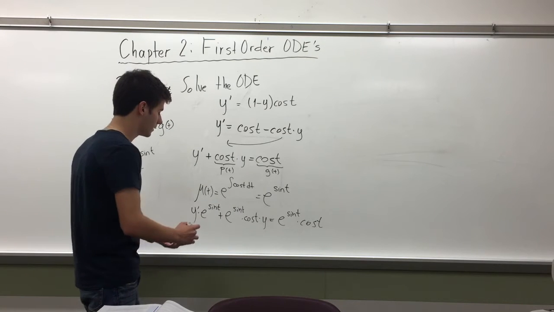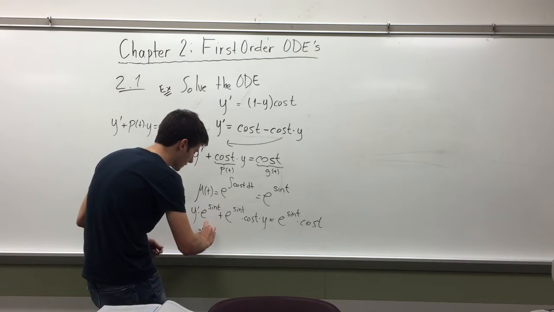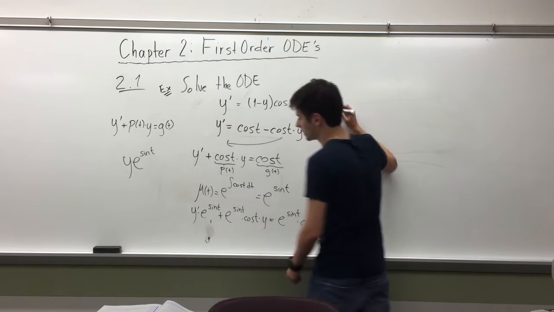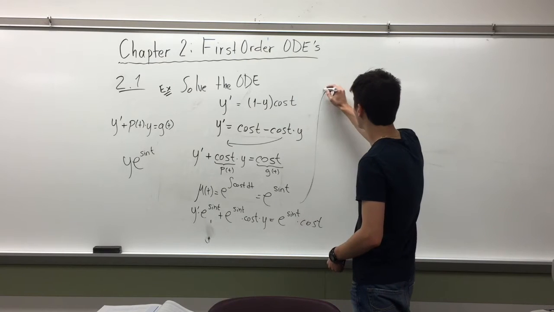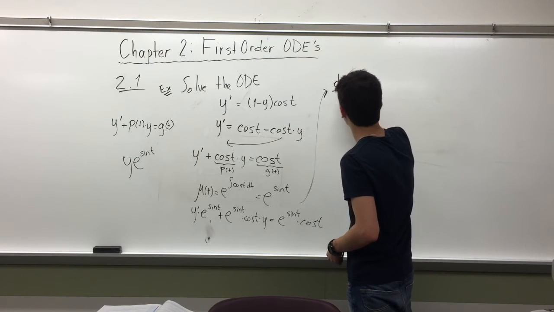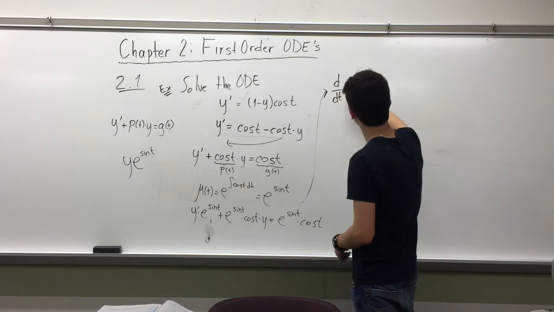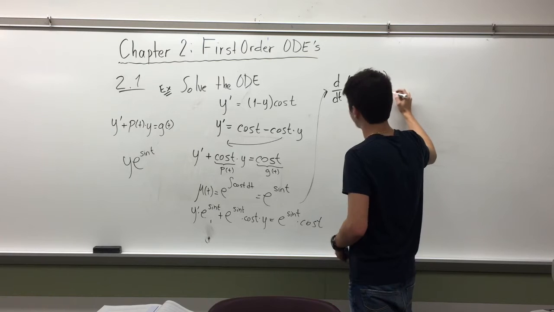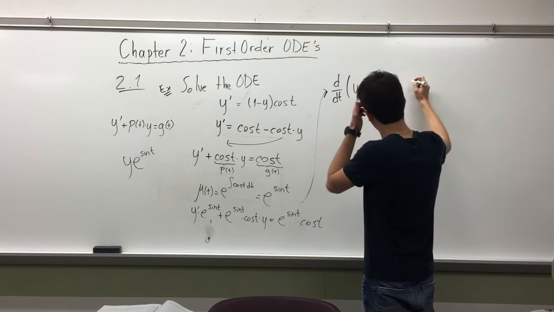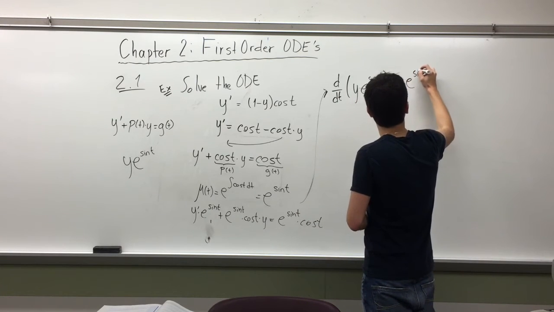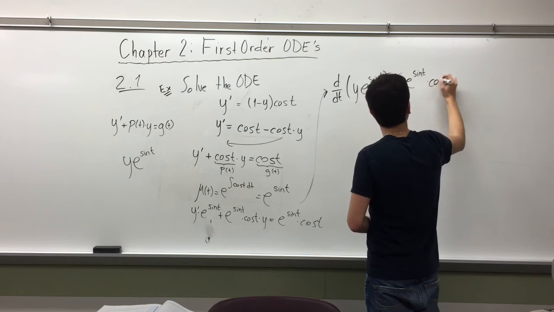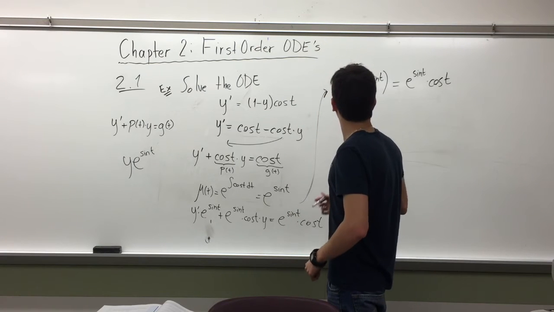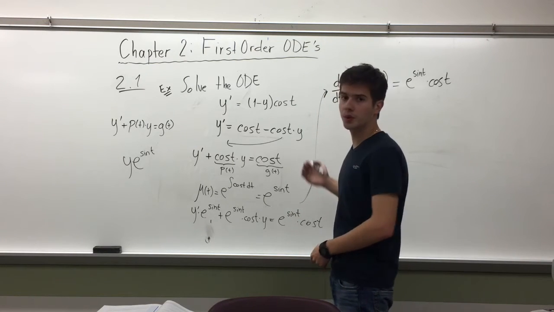You're going to get better with practice, but this is equal to a derivative. I'm going to write it right here so it becomes clear. You can rewrite it as the derivative with respect to t of y times e to the sine of t, and that is going to be equal to e to the sine of t times cosine of t.